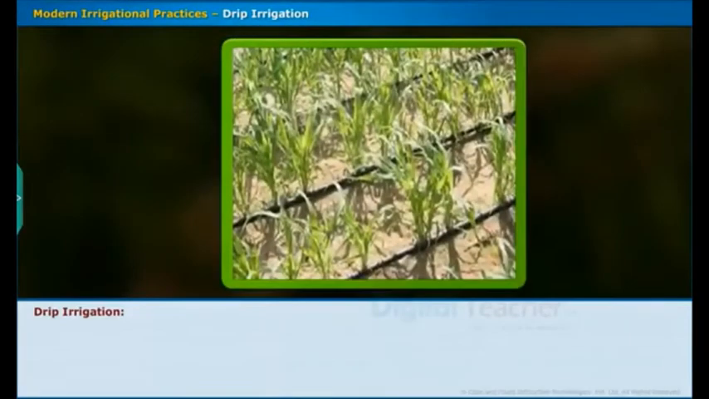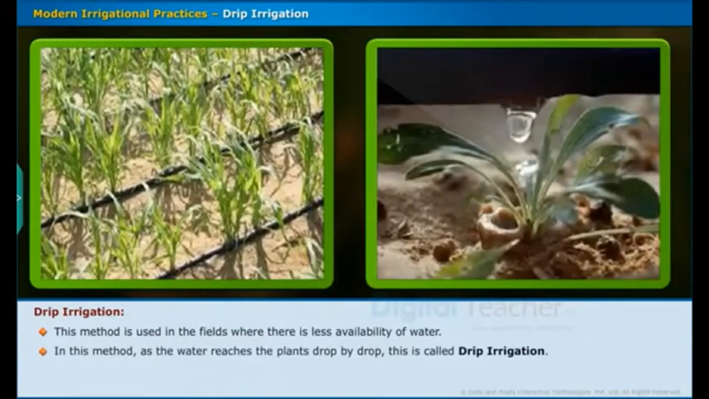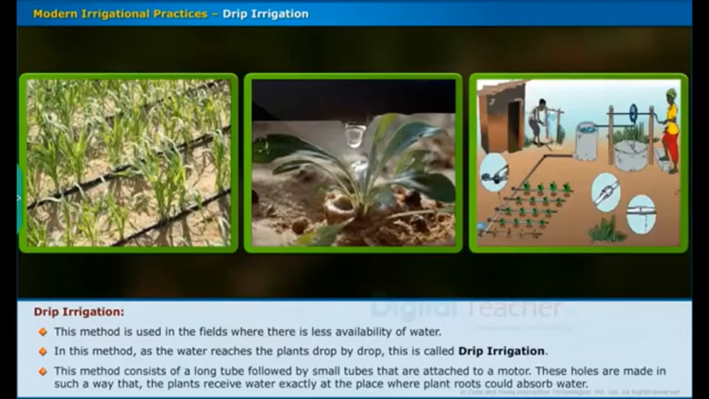Drip irrigation. This method is used in the fields where there is less availability of water. In this method, as the water reaches the plants drop by drop, this is called drip irrigation. This method consists of a long tube followed by small tubes that are attached to a motor. These holes are made in such a way that plants receive water exactly at the place where plant roots could absorb water.